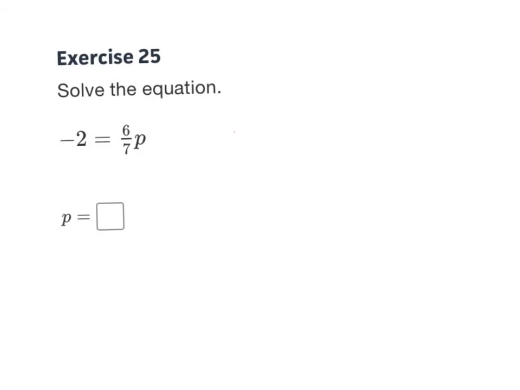Number 25, I've got negative 2 is equal to 6/7 p. And we're going to break this fraction away from the variable by multiplying by the reciprocal. Multiply both sides by 7/6. Turn that into a fraction. 7/6 times 6/7 is going to be 42 over 42, which is 1. And 1 times p, which is just p.